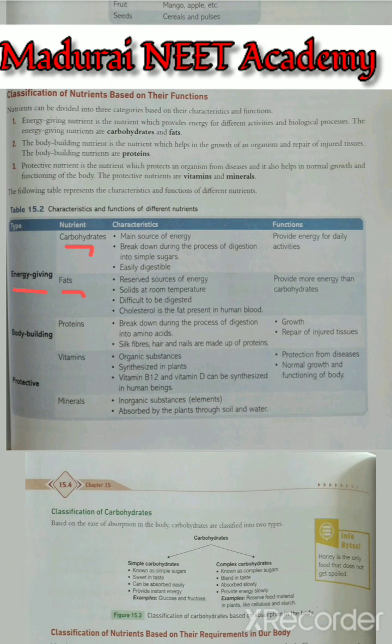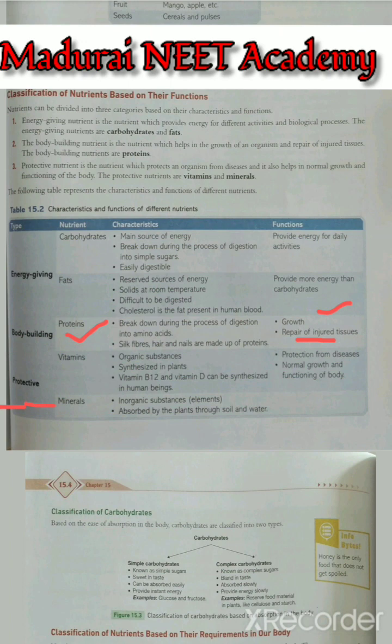Next, the bodybuilding component is protein. It releases different kinds of amino acids during the digestion process, which are required for hair, nails and muscle growth. It repairs injured tissues and gives body growth. Next are vitamins and minerals, which are considered the protective food.